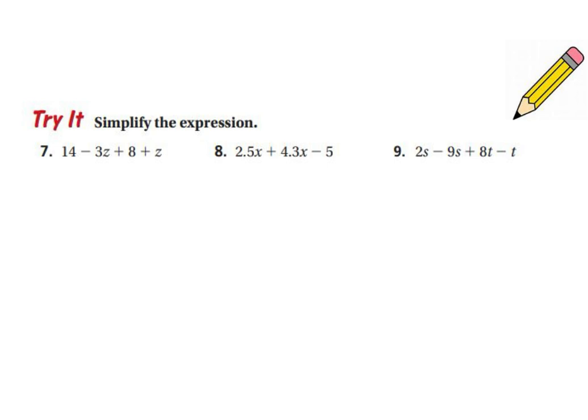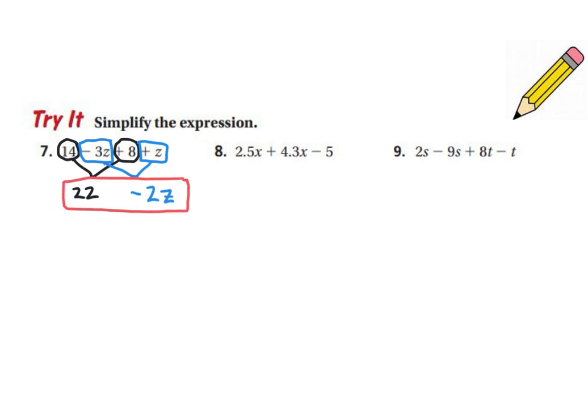For 7, we have 14 and we have positive 8. So when those are combined, we're going to end up with 22. And then we have negative 3z and positive z. So minus 3z plus 1z is negative 2z. And so our simplified expression would be 22 minus 2z.